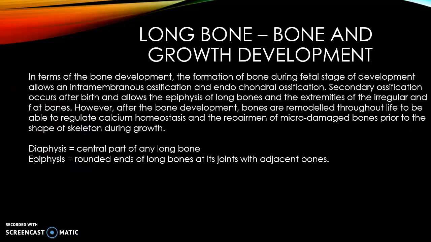Moving on to the bone and growth development. So in terms of the bone development, the formation of bone during the fetal stage of development allows an intramembranous ossification, an endochondral ossification. A secondary ossification occurs after birth and allows the epiphysis of long bones and the extremities of irregular and flat bones. However, after this, bones are remodeled throughout life to be able to regulate calcium homeostasis and the repair of microdamaged bones prior to the shape of the skeleton during growth.